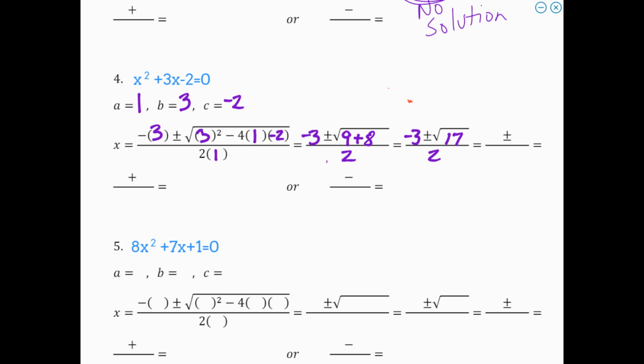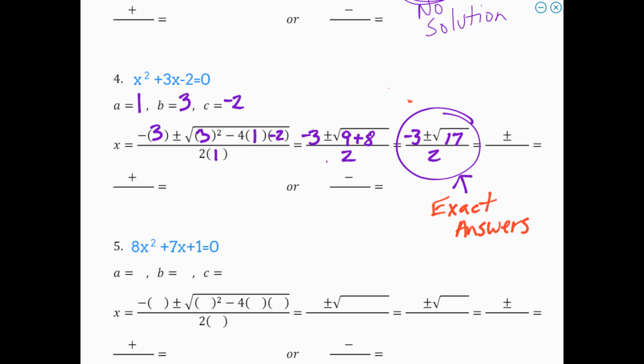I do not want decimal answers. This is my answer. This is both answers because it has the plus minus. So it tells me -3 plus the square root of 17 divided by 2, and -3 minus the square root of 17 divided by 2. These are what is called exact answers. I want exact answers.